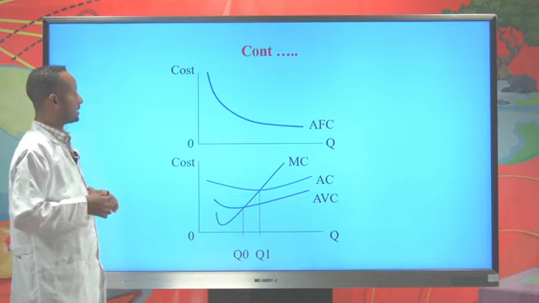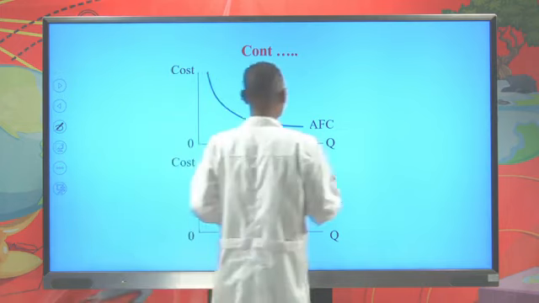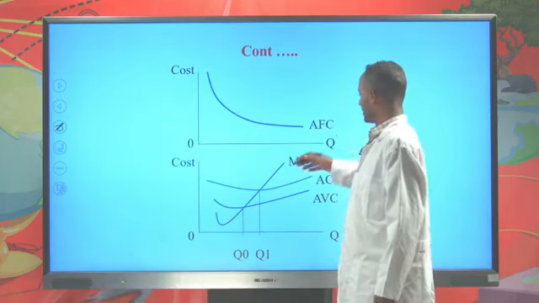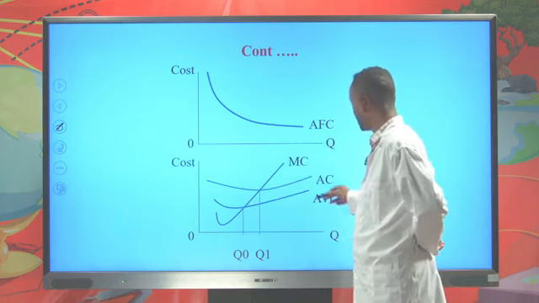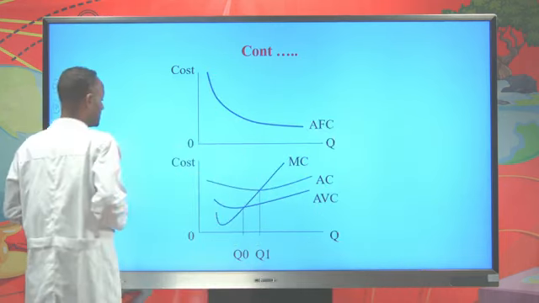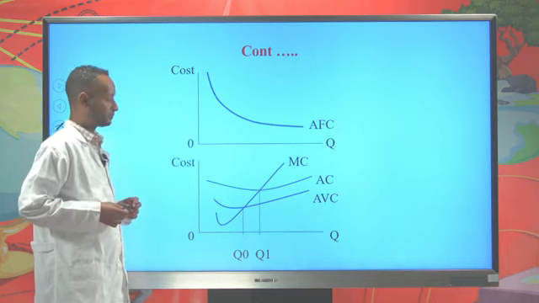Now let's see the curves. This is the average fixed cost of production curve, which is a continually declining curve. This is the marginal cost of production. This is the average cost of production, and this is the AVC curve. Now let's see some of the relationships between these cost curves.